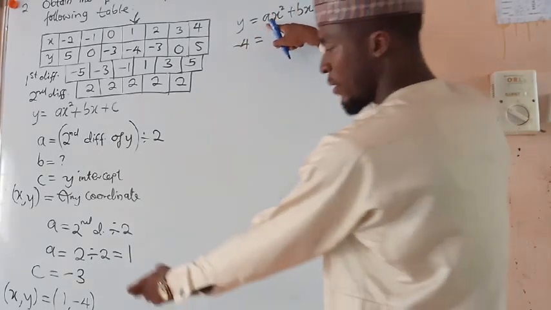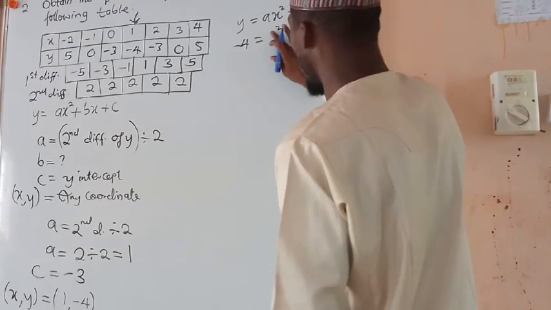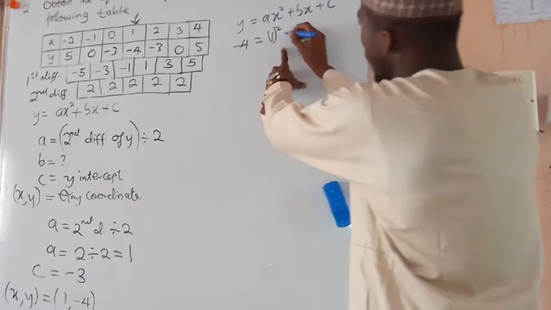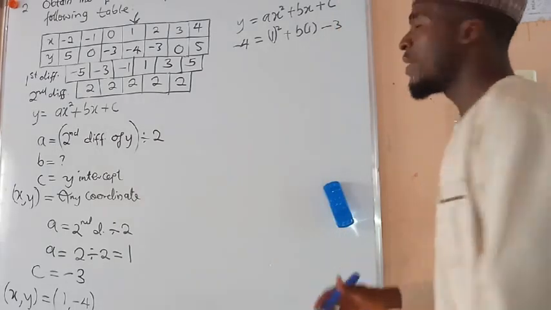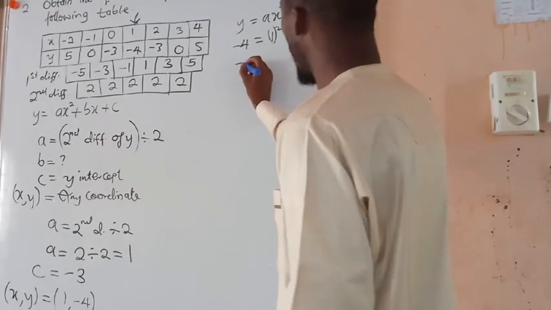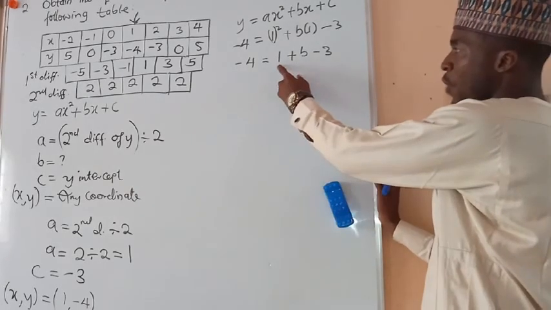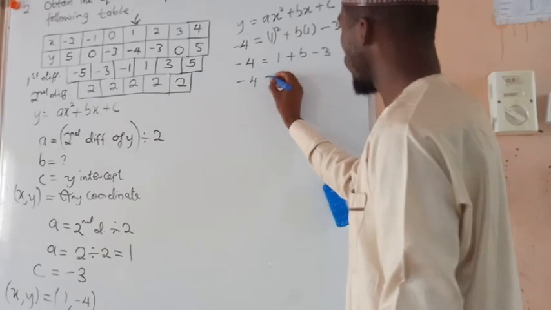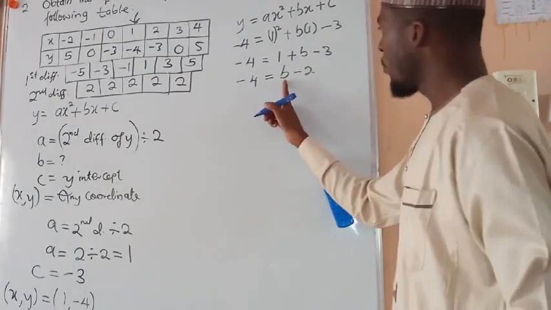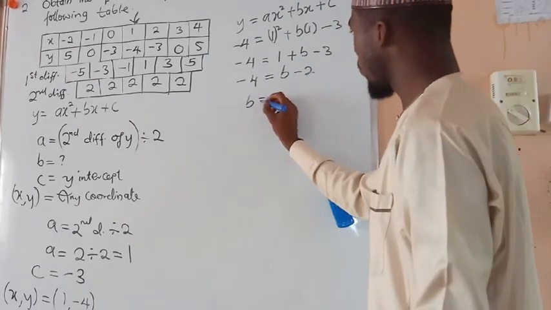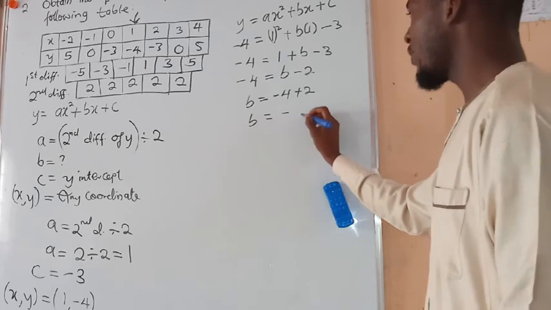Which is equal to what? What is a? Our a is 1. We have only x squared, but we know the value of x to be equal to 1. Then plus b, which we don't know. Then what is our c? Minus 3. Remember, we are looking for b. So we have -4 equals 1 plus b minus 3. Then 1 minus 3 will give us minus 2. So to find the value of b, b is equal to -4 plus 2. And b is now equal to -2.